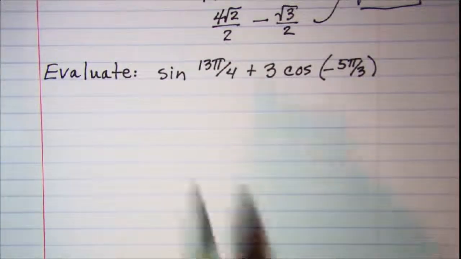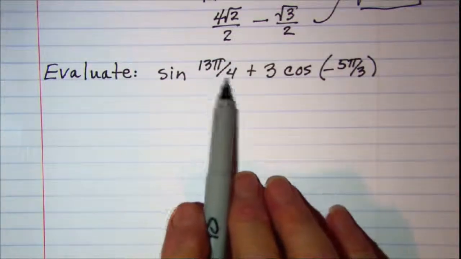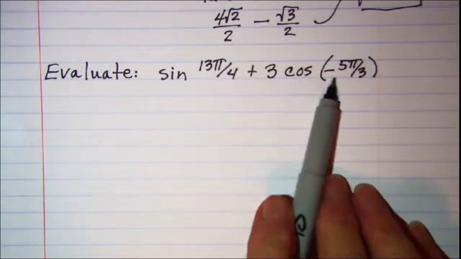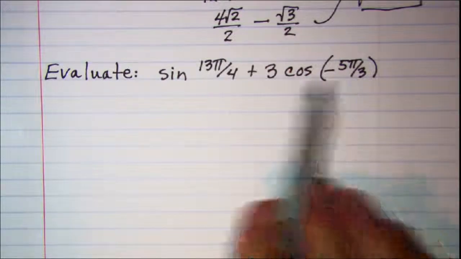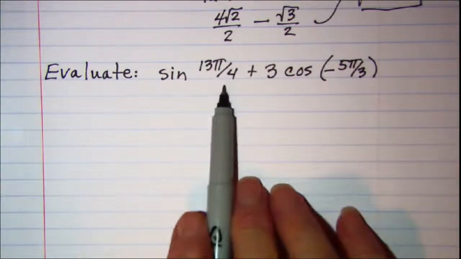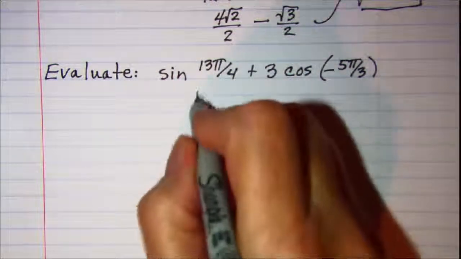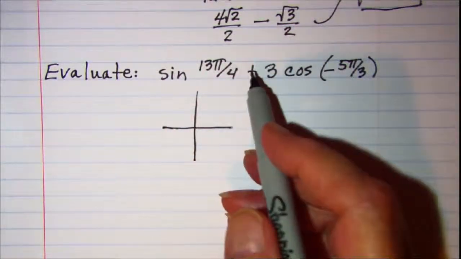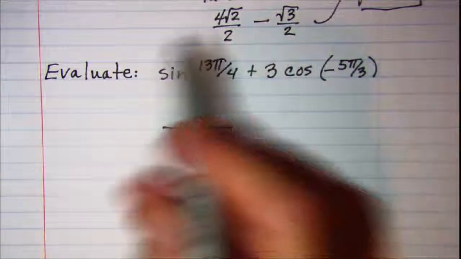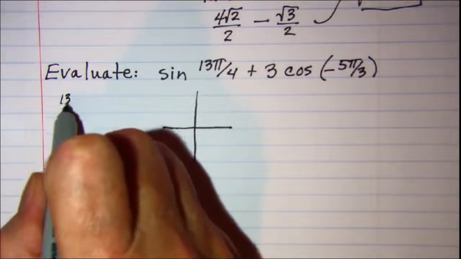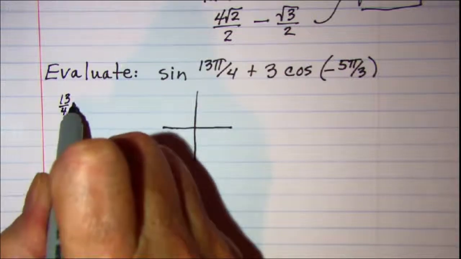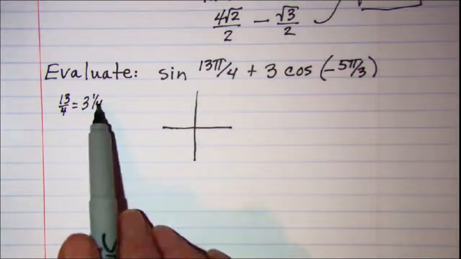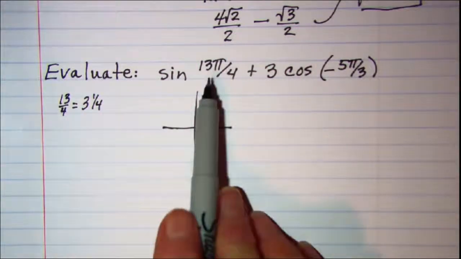We're asked to evaluate the sine of 13 pi over 4 plus 3 times the cosine of a negative 5 pi over 3. So let's look at 13 pi over 4. There's a number of ways to think about this. I personally think of 13 fourths as 3 1/4.